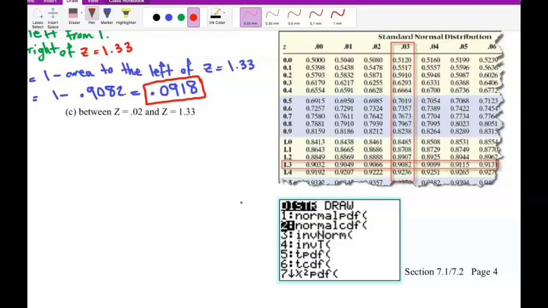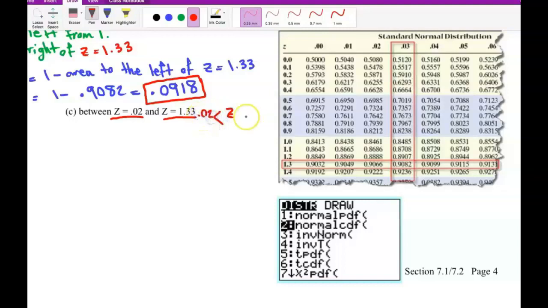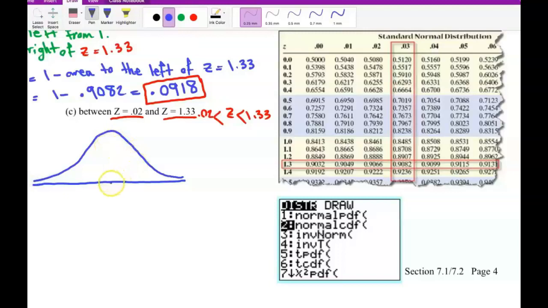Okay, now part C. We need to find the area between these two z-scores. The first one is z equal to 0.02 and the other is 1.33. So z between 0.02 and 1.33. I'm trying this to show how we can find the area between these two z-scores.